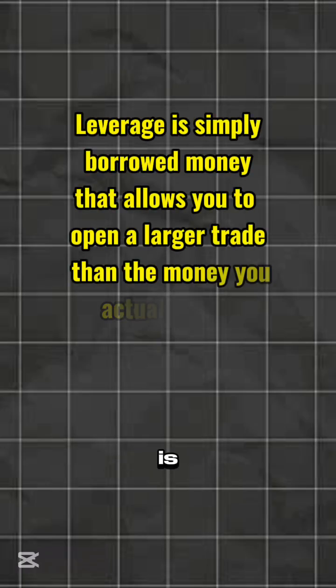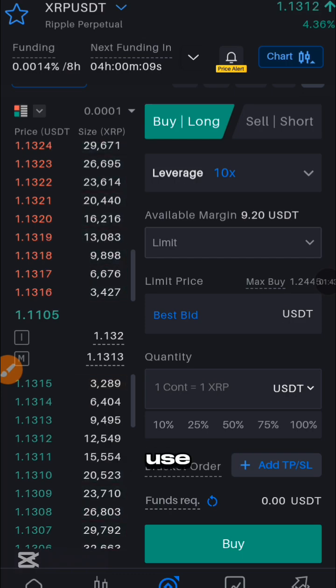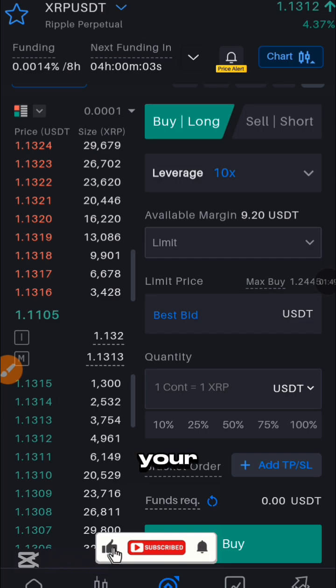Now, leverage is simply borrowed money from the exchange that allows you to open a larger position than the actual money you have. It's purchasing power. The exchange you use, Delta Exchange, allows you to trade larger by borrowing you money than you actually have on your balance, right?